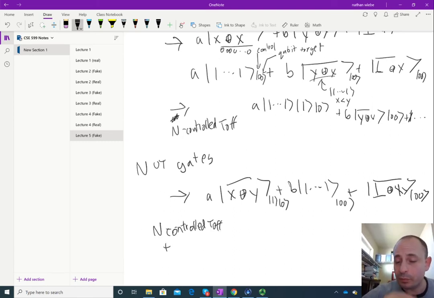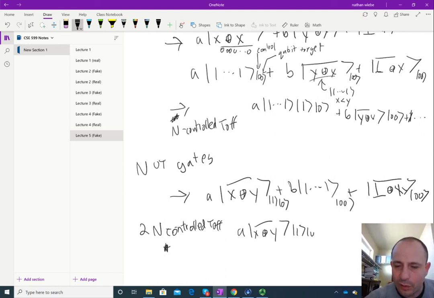And 1, well, I guess we can do this as 2n controlled Toffoli gates in order to map this to a, x XOR y, 1, 0, plus b, 1 all the way down to 1. This will be 1, 1 now, plus c, exclusive or x not 0, 0.